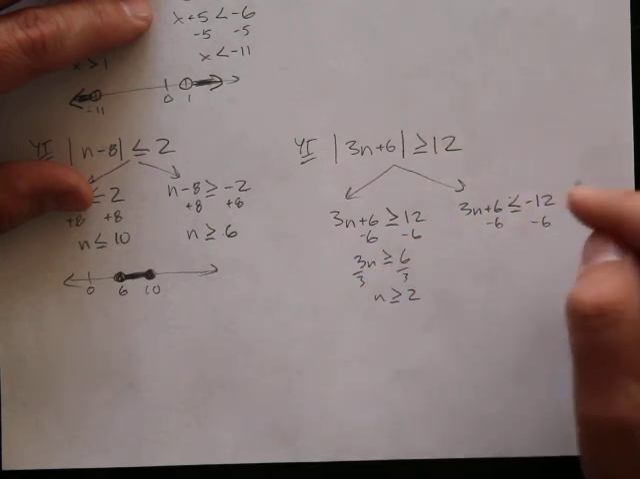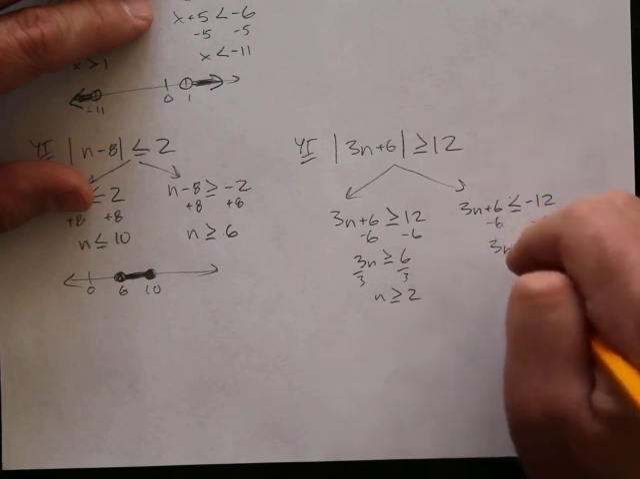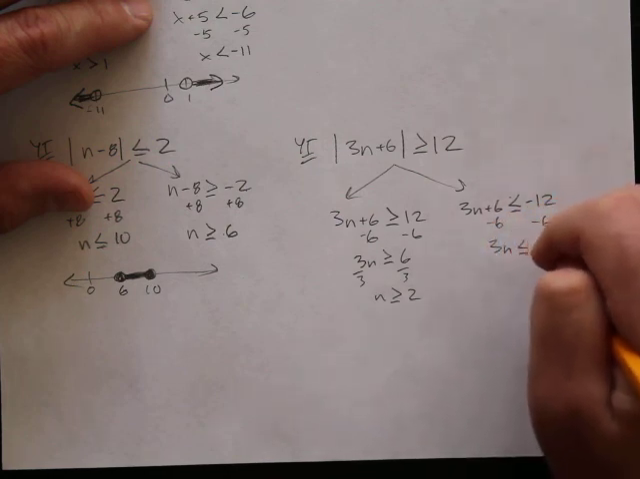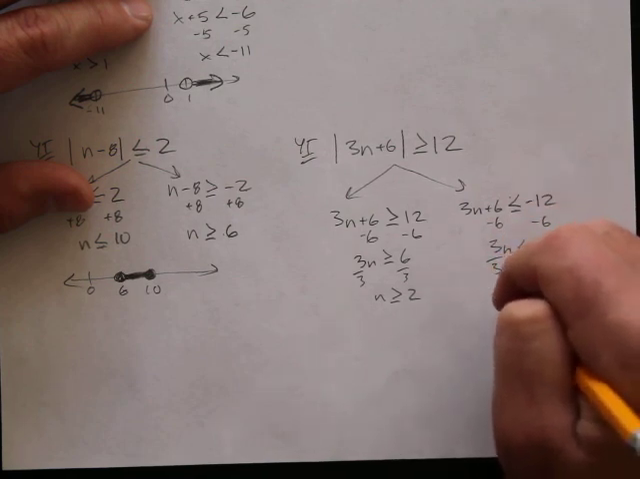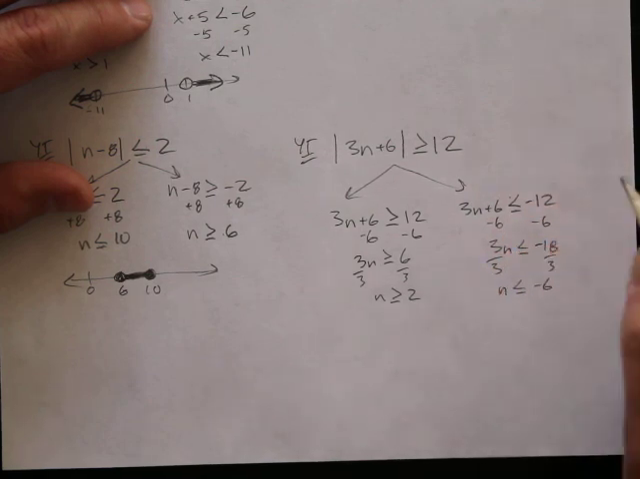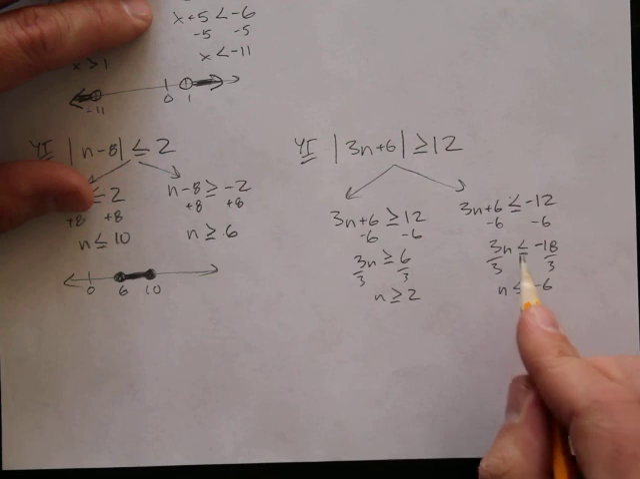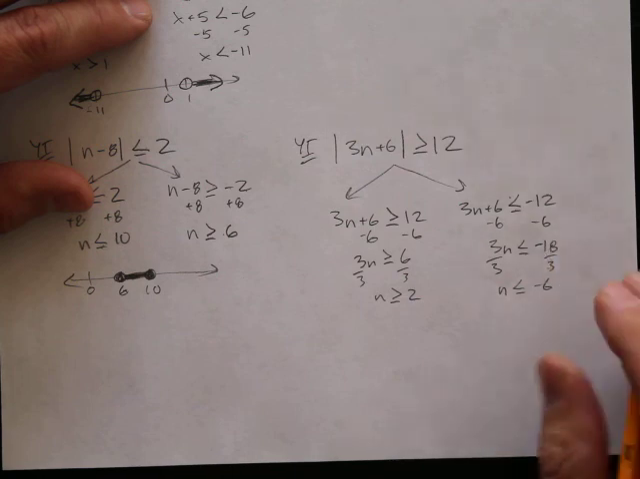Subtract 6. 3n is less than or equal to negative 18. Divide by 3. N is less than or equal to negative 6. Notice I didn't switch my sign here because I didn't divide by a negative number. I divided by a positive number, even though this one is negative.